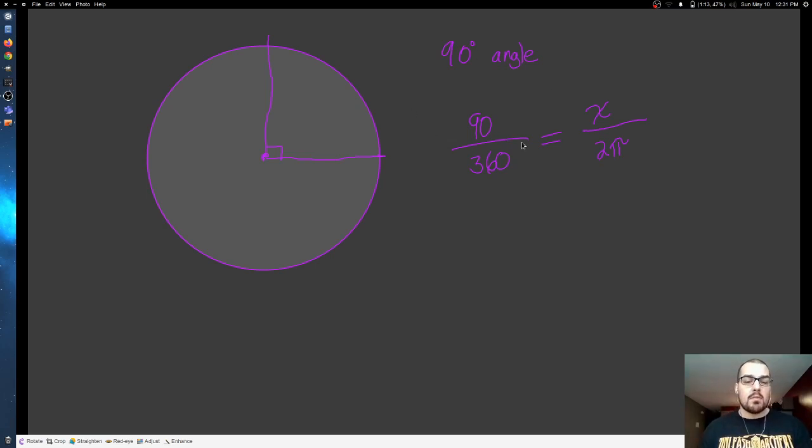So I've set up my proportion. Now let's just cross multiply it. 90 times 2 pi would give me 180 pi is equal to 360x. So let me divide by 360. And you'll see that x is equal to 1/2 of pi. That makes sense, right? We said that this half of circle, that measure was known as pi radians. So then I would expect half of that to be 1/2 of a pi.